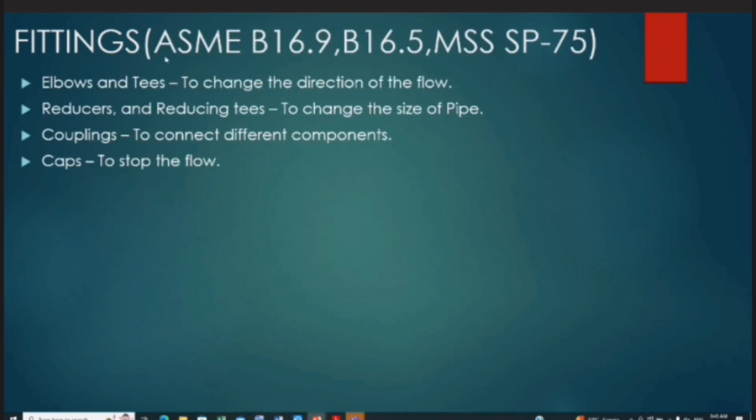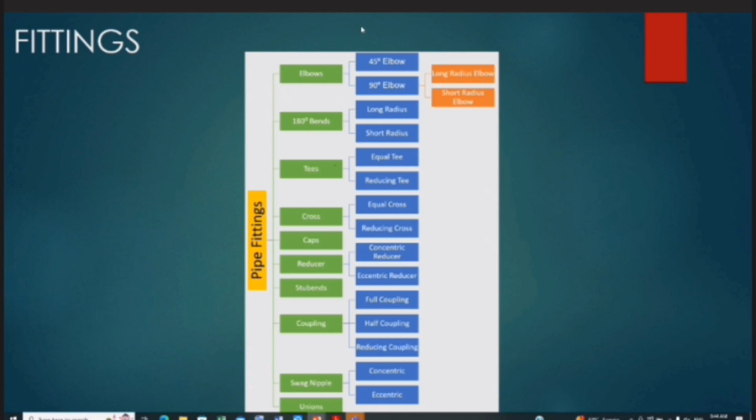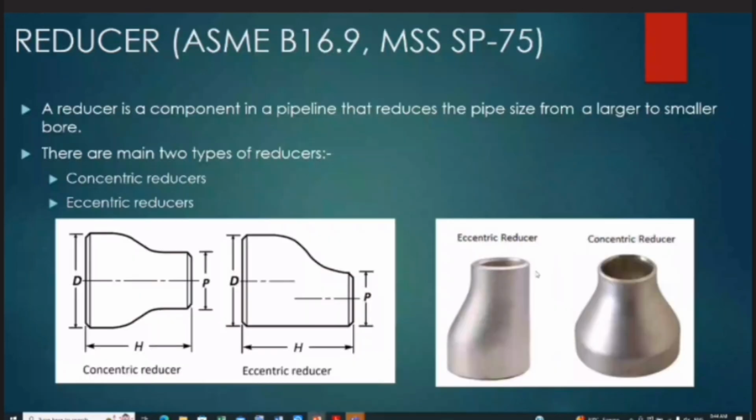And then fittings. So there are different codes and standards which are applicable to each and every component. So fittings are generally as per the ASME B16.9 for the butt welded, B16.5 for the flanged, and MSS SP-75 for the sizes bigger than 48 inch. Okay. Then we have this 90-45 degree elbow, 90 degree elbow. In there also we have long radius, short radius, then tees, cross, cap, reducers, stub ends, couplings.